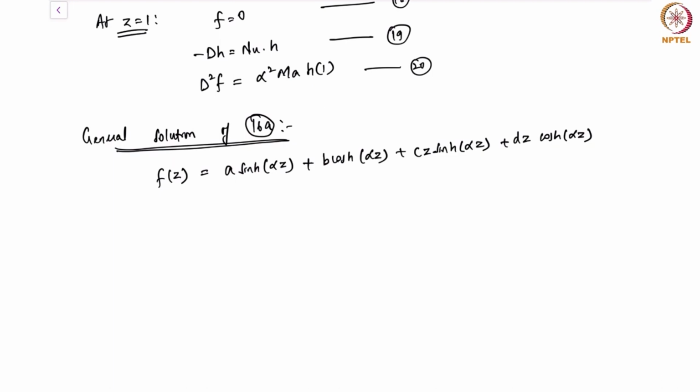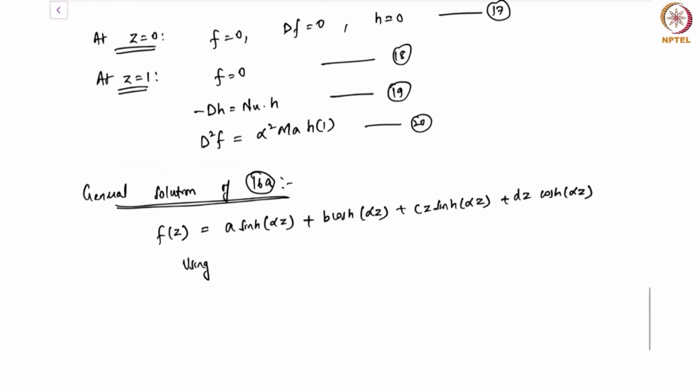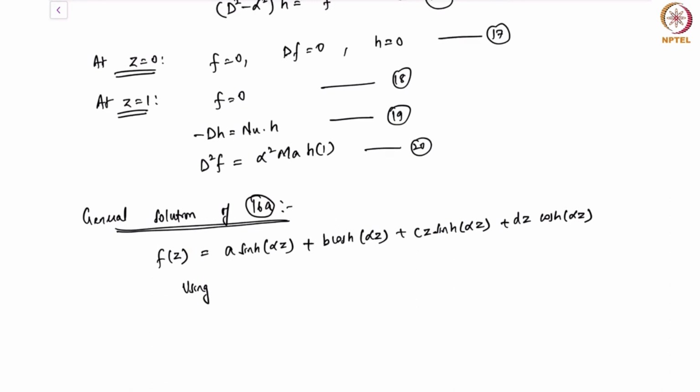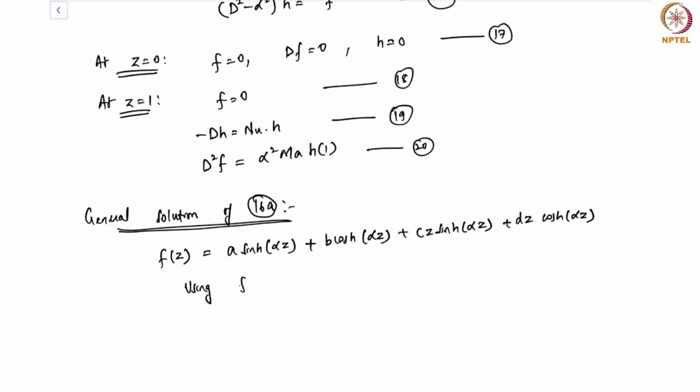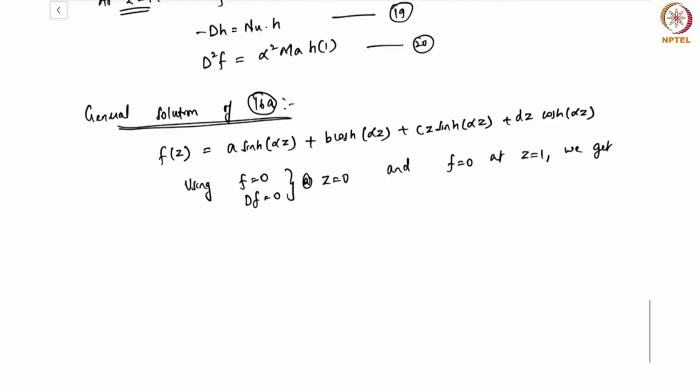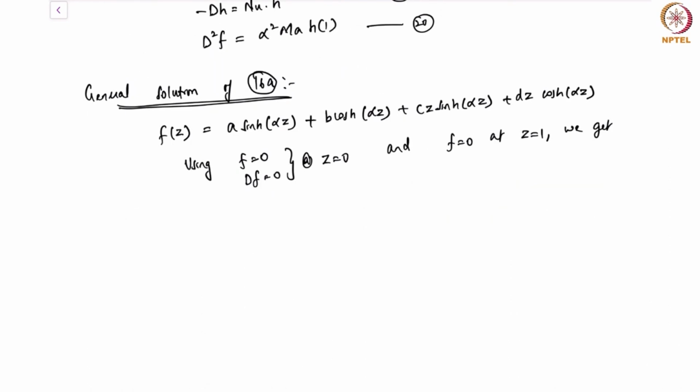Now, what are the conditions that we can straight away apply? We can apply the conditions at 17, that is f equal to 0 and df equal to 0 at z equal to 0. We can also apply the condition 18. So using f equal to 0, df equal to 0 at z equal to 0, and the other condition, which is f equal to 0 at z equal to 1, we can evaluate three of the constants. In this case, we'll evaluate b, c and d in terms of a.